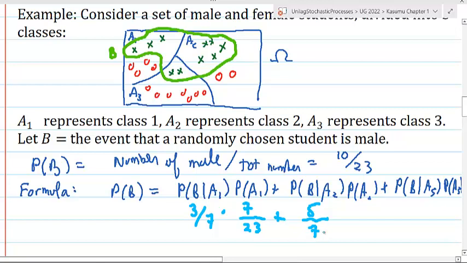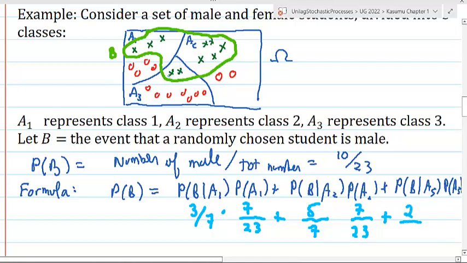Okay. And then here I want to get times the probability of A2. Well, there are 7 students in A2 out of a total number of 23. All right. Now finally, let's look at the last one. Probability of B given A3. Well, there are 2 male students in class A3. And that's 2.